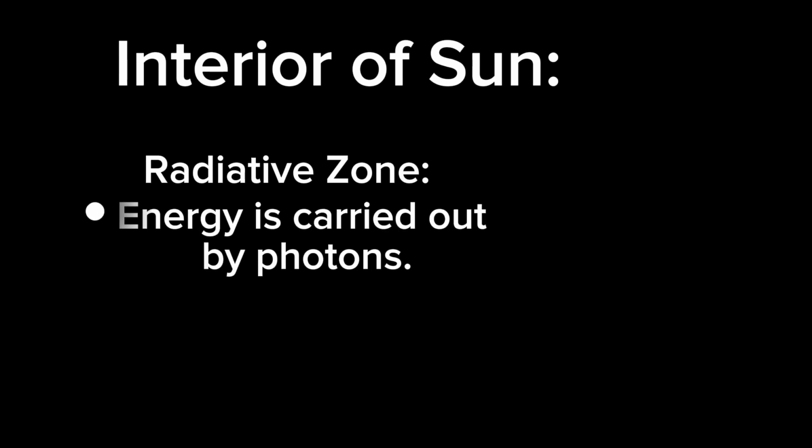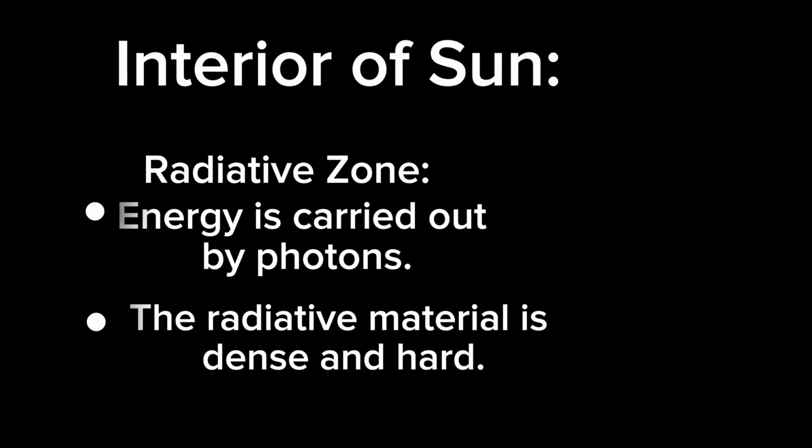Now I'm going to tell you about the radiative zone, which is the second part of the Sun's interior. Its name is derived from the way energy is carried outward through the layer, carried by photons as thermal radiation. The radiative material is hot and dense enough that thermal radiation transfers the intense heat of the core outward.